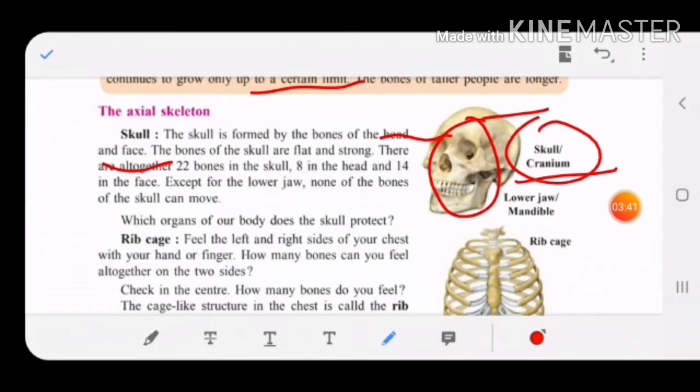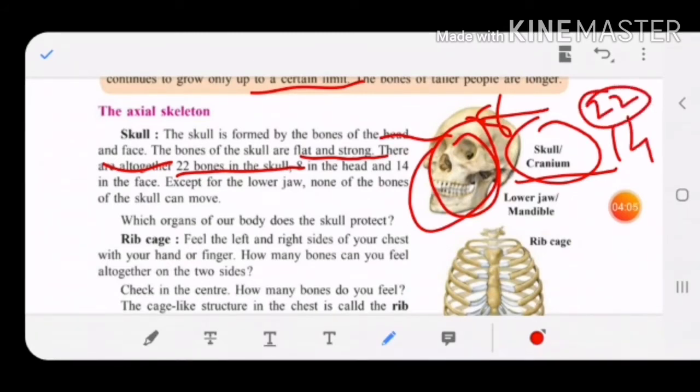The bones of the skull are flat and strong. We have seen previously in part 1 about the types of bones. So the bones of the head and face are very strong and flat. And how many bones are there together, children? There are 22 bones in the skull. Out of that, 8 are in the head and 14 are in the face. So 14 plus 8 gives you 22. Remember this, a total of 22 bones in the skull.